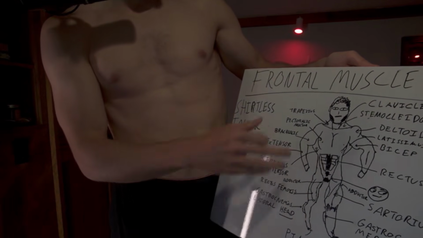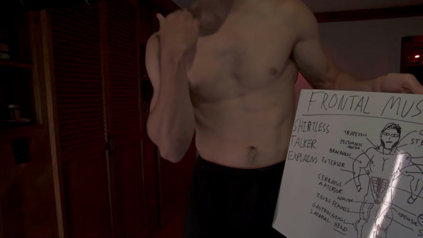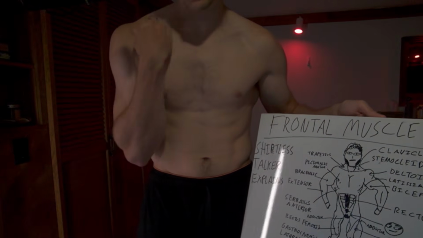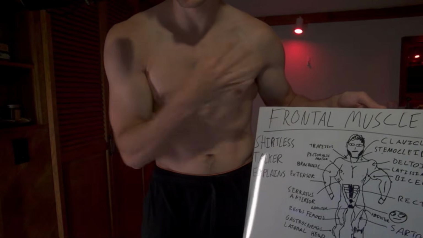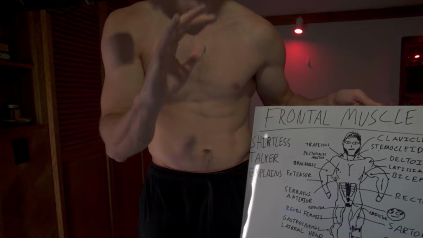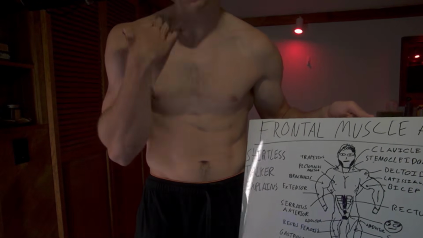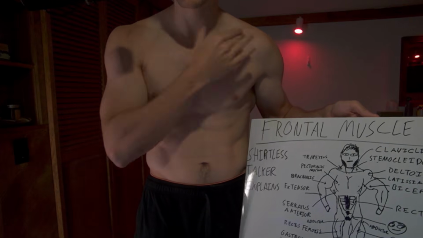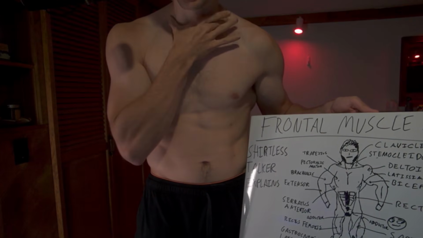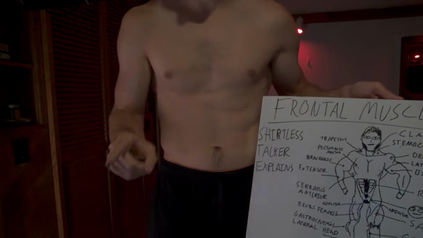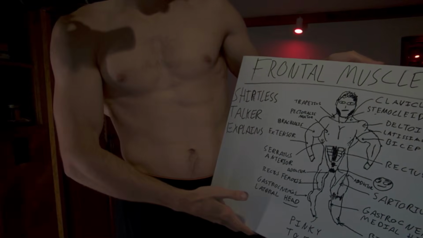Moving on, we went through the traps. You got the traps back here and the deltoid. Deltoid is the shoulder muscles. They're that round shoulder muscles. Traps, deltoid. Don't get them confused.